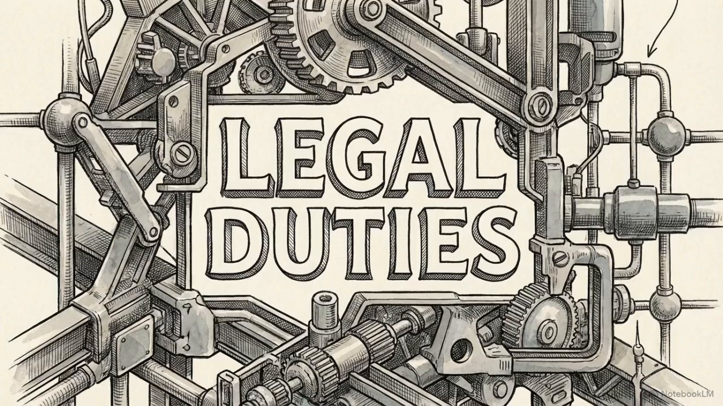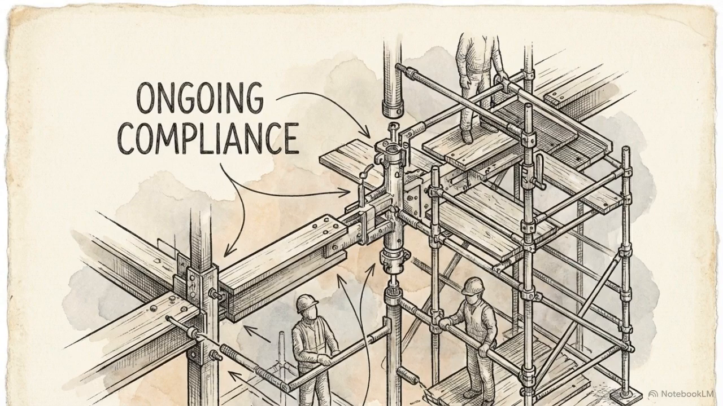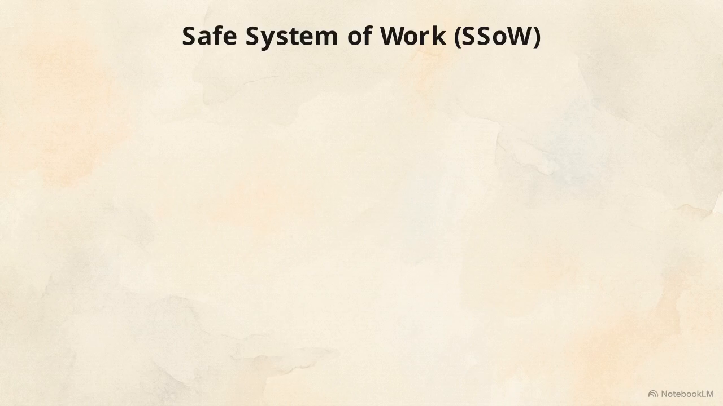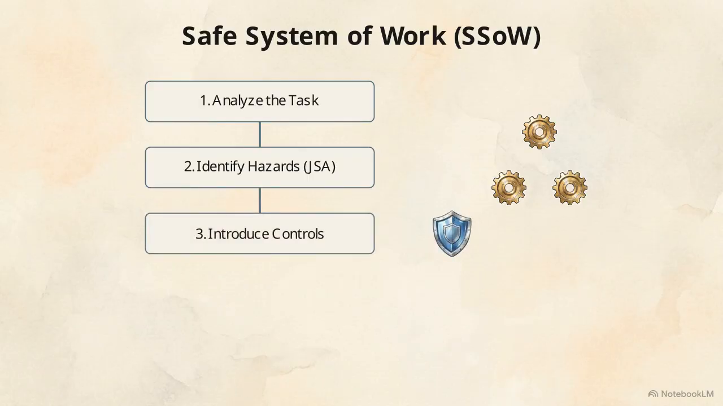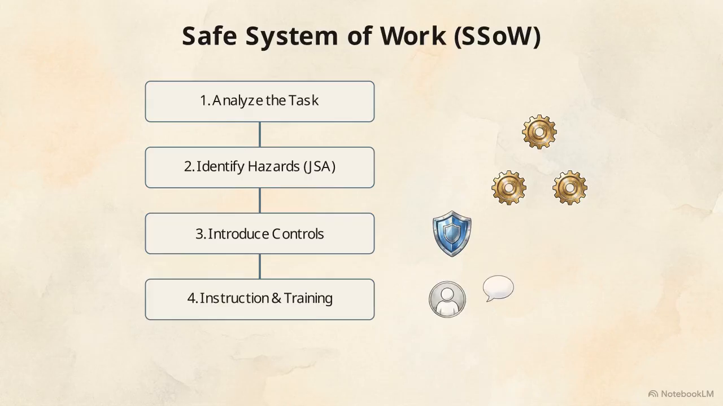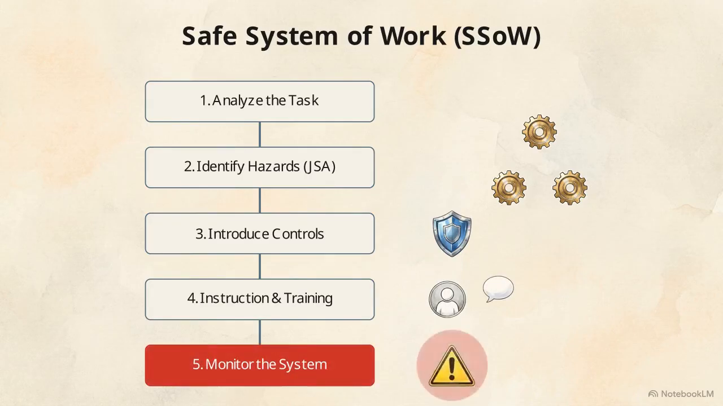Section 2 of the Health and Safety at Work Act requires employers to provide a safe system of work. This obligation includes a requirement to actively maintain that system when site conditions change. This flowchart breaks down the 5-step development process of a safe system of work. Step 1 is to analyze the task. Step 2 is to identify the hazards, using job safety analysis, which breaks the job down into component parts to assess the risks. Step 3 is to introduce controls and method statements. Step 4 requires instruction and training. Step 5 is monitoring the system.